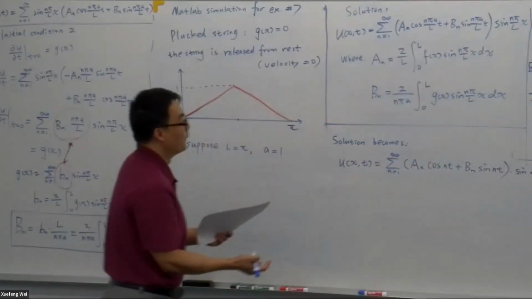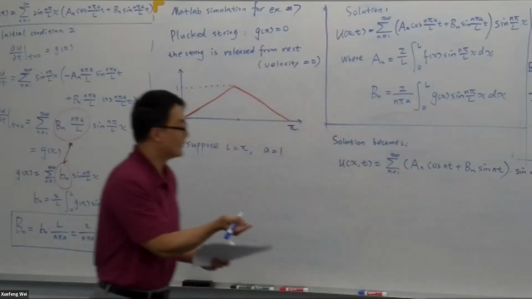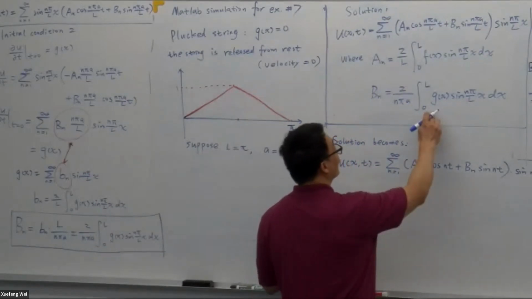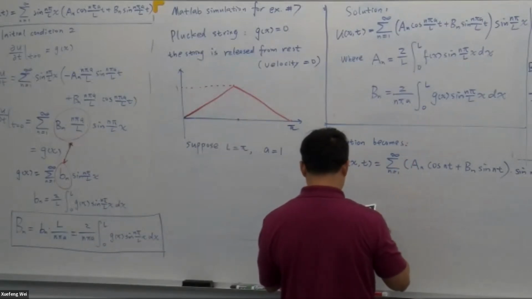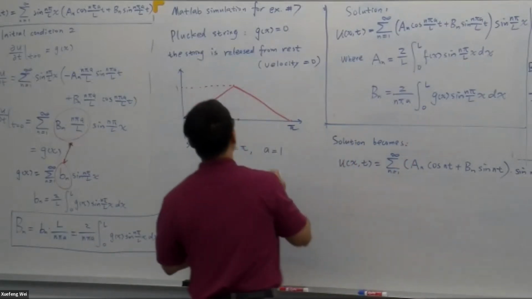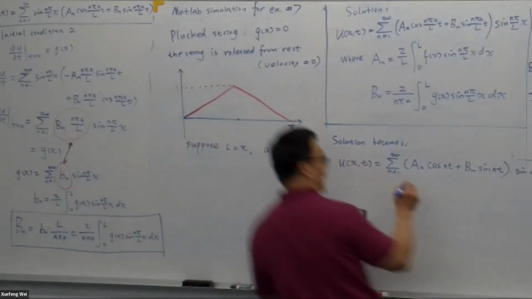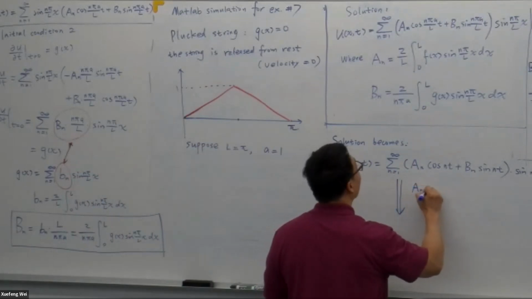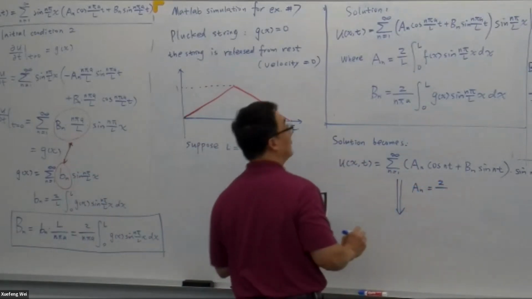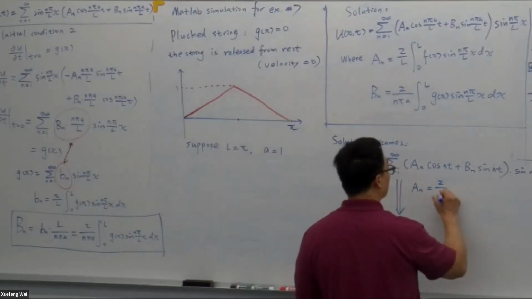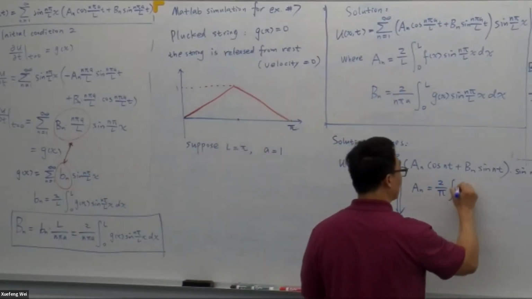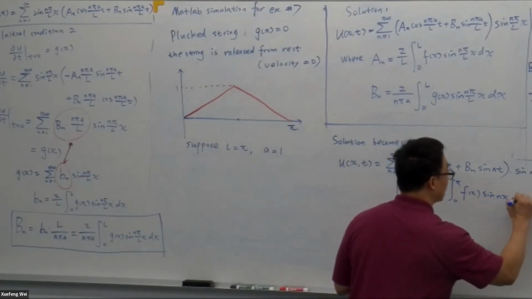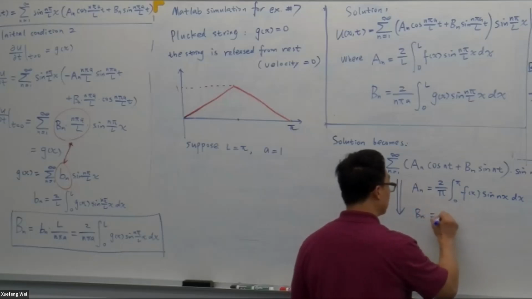bn is 0 because gn is 0, because gx is 0. So from here you can see an is going to be 2 over L, which is 2 over pi, integral from 0 to pi of fx sine nx dx. bn is 0.